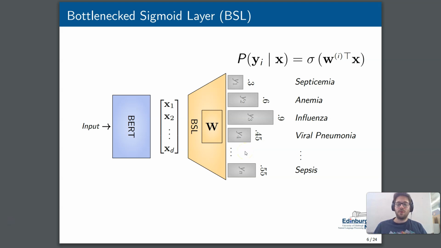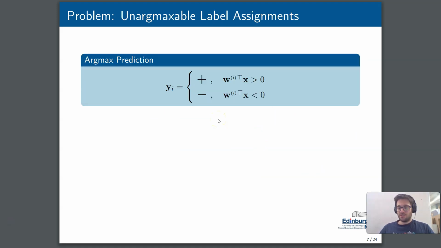And importantly, when we make decisions about which label assignment to have for this input, we usually threshold at 0.5 probability. If we use this common decision rule for making predictions using a BSL, it turns out that there are outputs that can never be predicted. To see this, making predictions by thresholding probabilities at 0.5 is equivalent to taking just the sign of the activations of this linear layer. See our paper for more details.